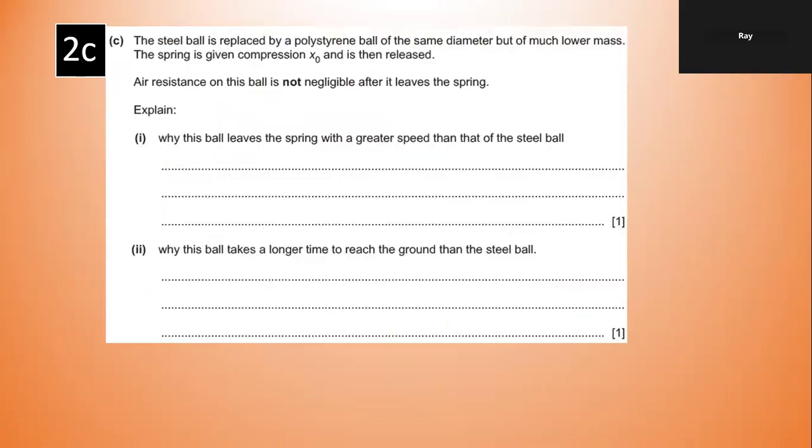A steel ball is replaced by a polystyrene ball of the same diameter but a much lower mass. The spring is given a compression of x naught and then released. Air resistance on this ball is not negligible. After it leaves the spring, explain why the ball leaves the spring with a greater speed than that of the steel ball.